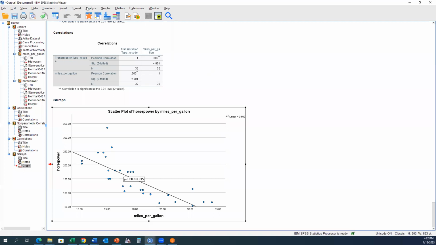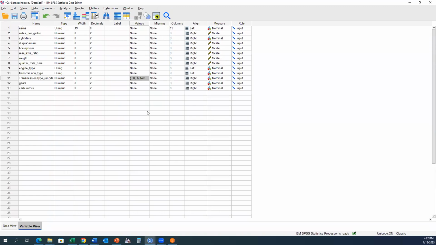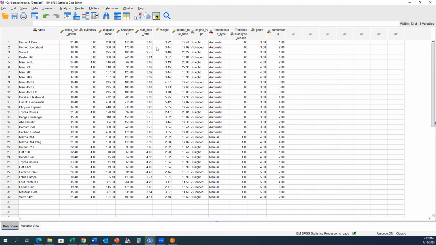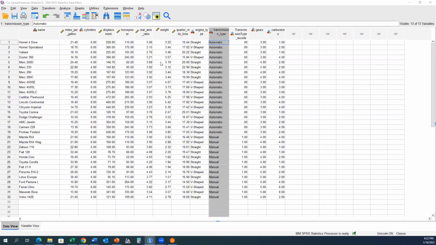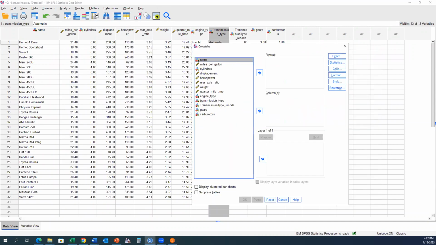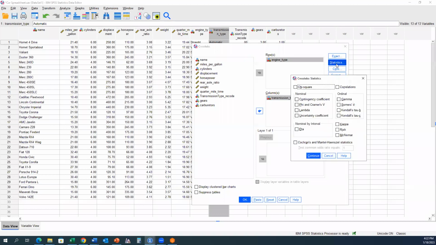Okay. And the final example we have is a chi-square. That is when you have two categorical factors, as we do for engine type and transmission type. Okay, so you go to analyze. There's a couple different ways to do this. You can go to analyze, descriptive statistics, and crosstabs right here. And then put in engine type and transmission type. Then go to statistics right here and check mark this box, chi-square.